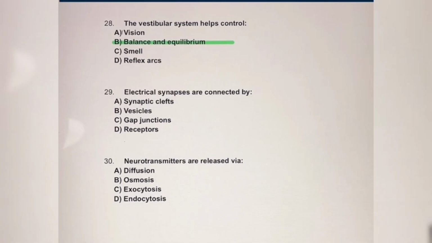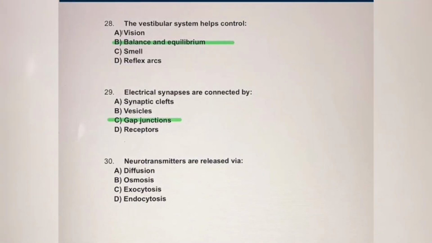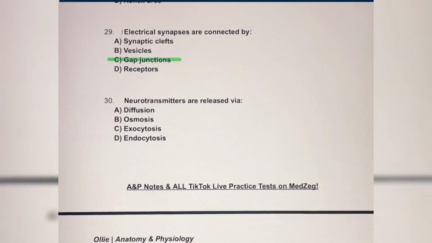Number 29, electrical synapses are connected by what? A, B, C, or D? What do we think? That is C. It is gap junctions. So these are electrical synapses. Again, electrical synapses are connected by gap junctions, allowing for bidirectional flow of ions, which is unlike chemical ones. But number 30, moving on, neurotransmitters are released via what?